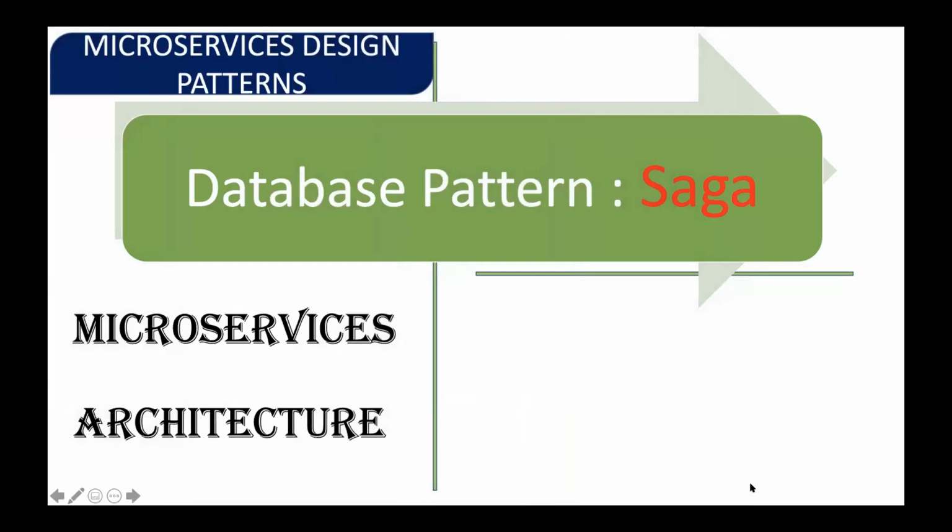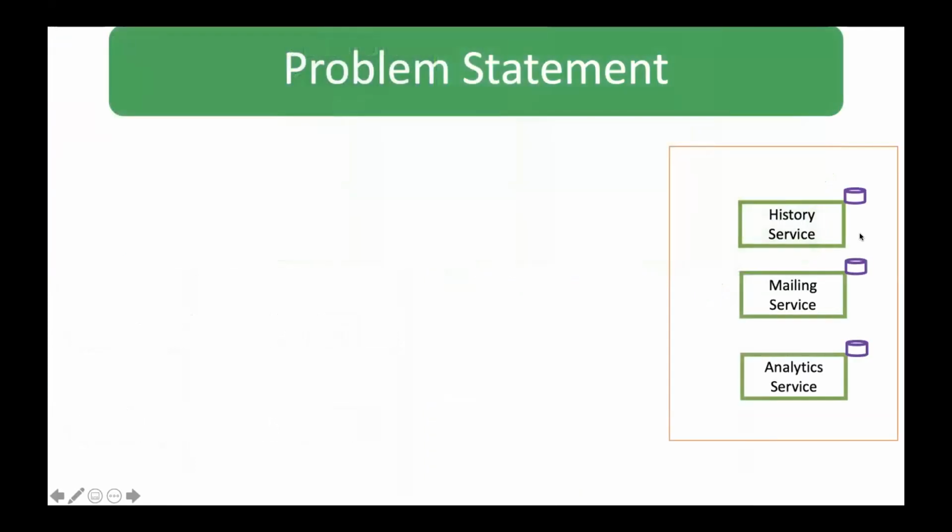Think about a pattern called the Saga design pattern. It is one of the very popular patterns available. We have a problem statement. You have three different types of services with you: a history service, a mailing service, and an analytics service. Three different types of services are available to us.